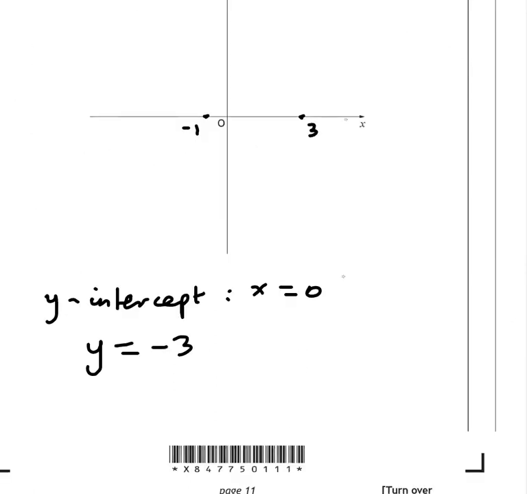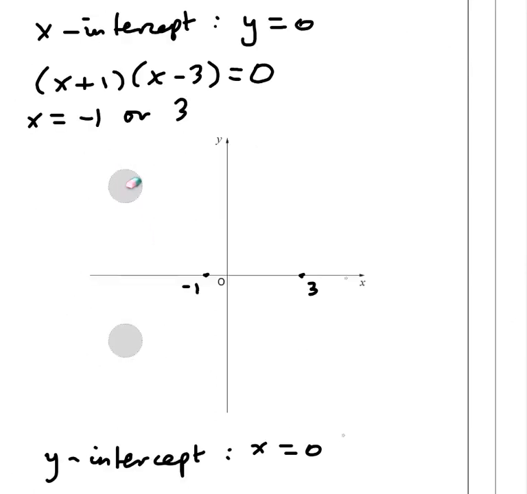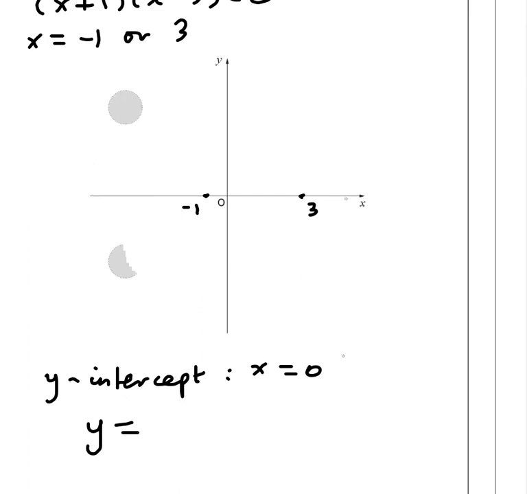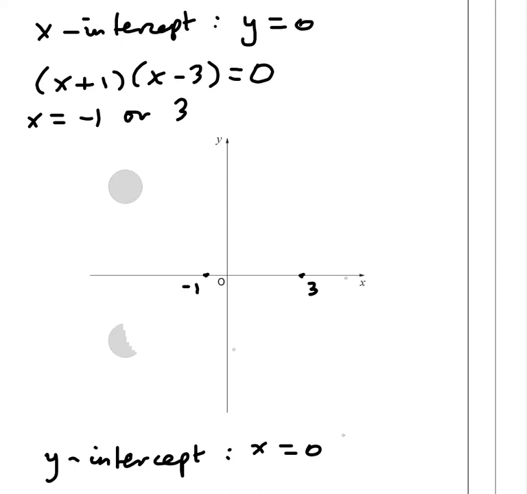And then the y-intercept would also be different. So it would actually, no, that would be the same. So it would be -3. So the y-intercept is still over here somewhere, somewhere on the negative y-axis. And then you would just sketch the graph like that. So that would be the y-intercept, -3.